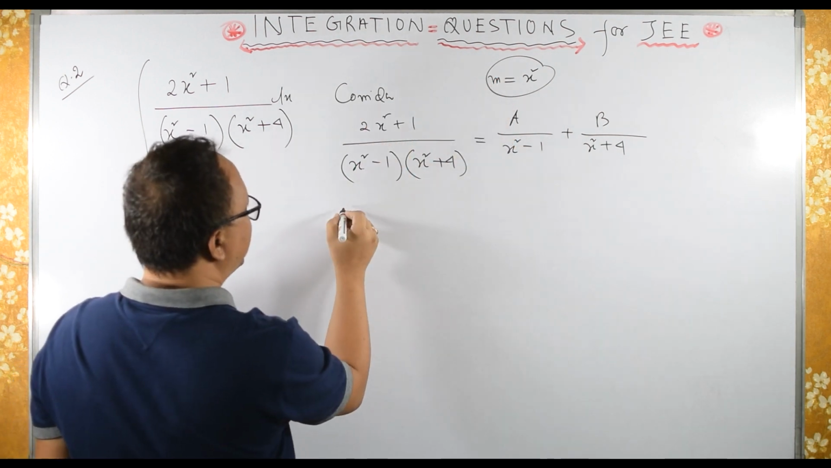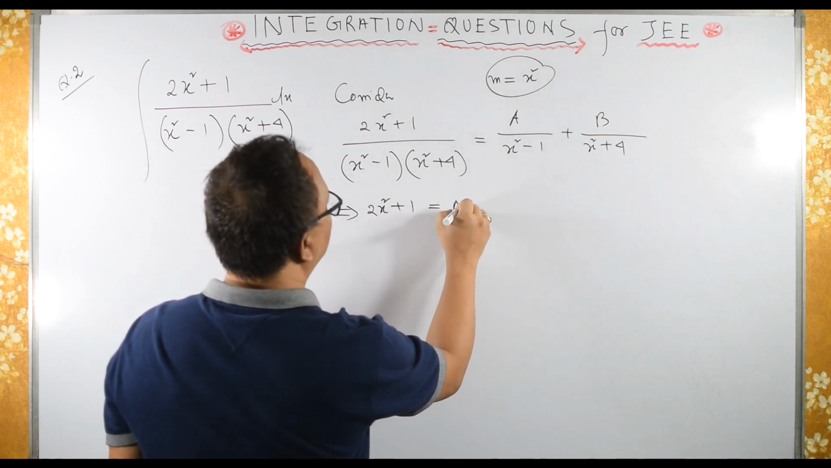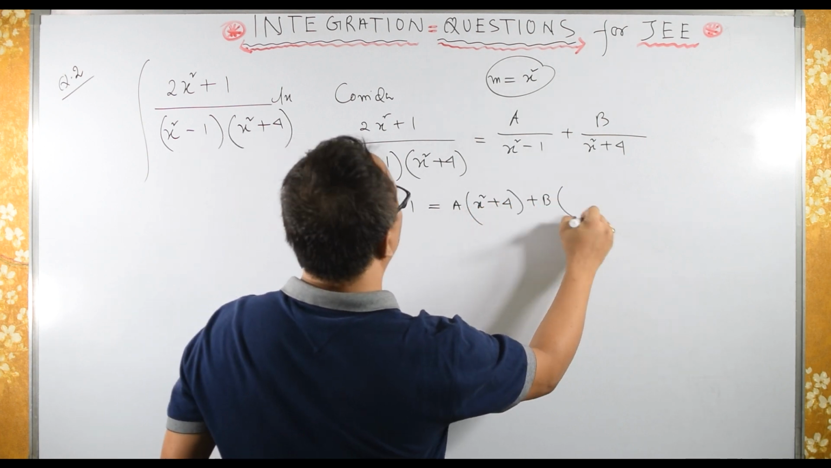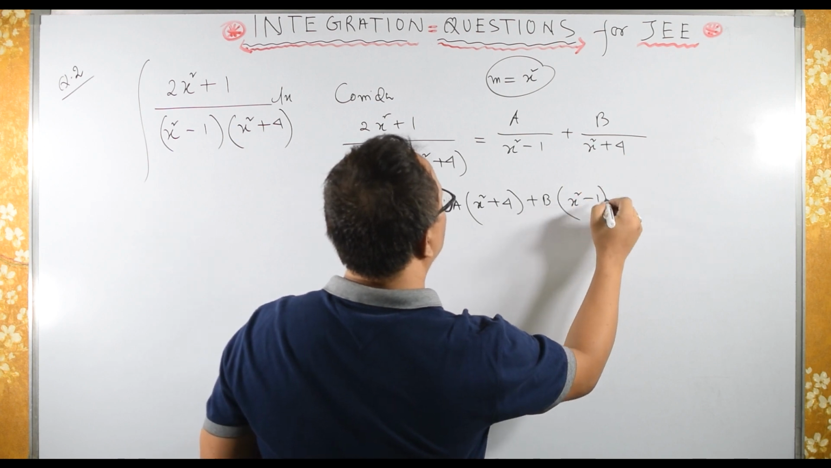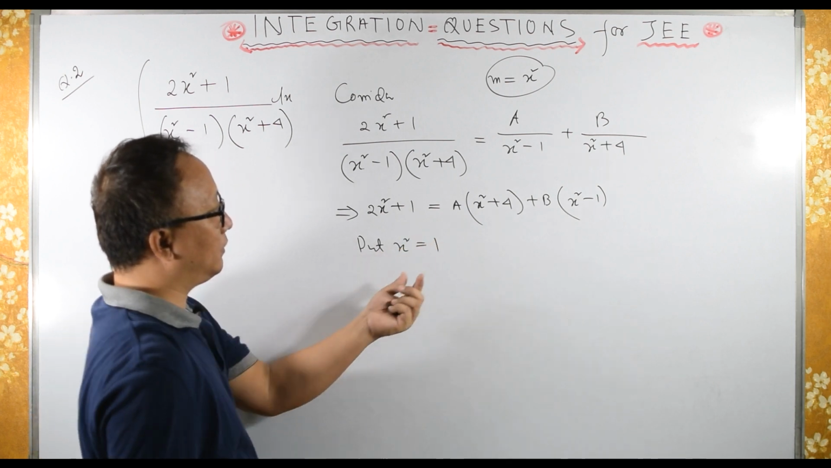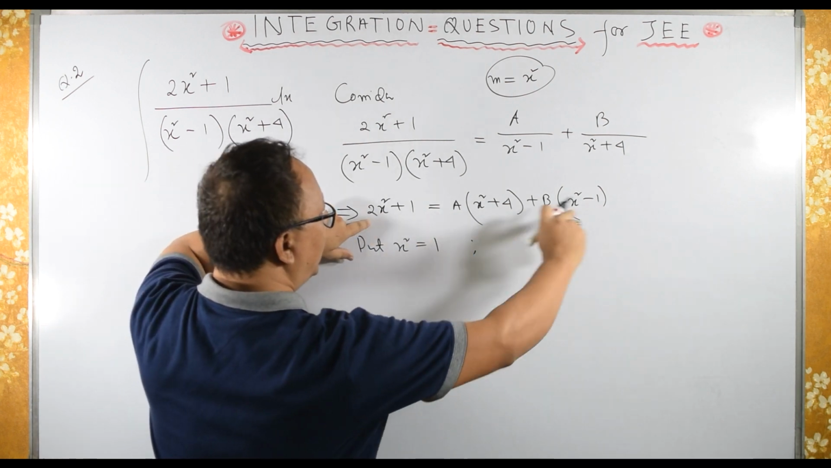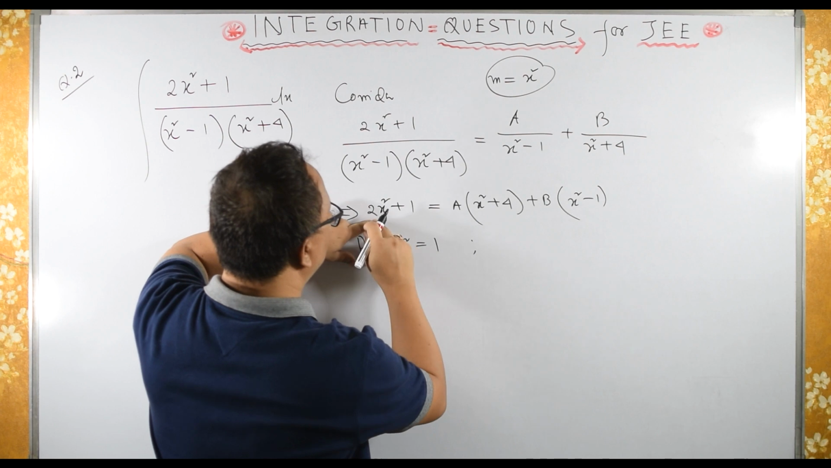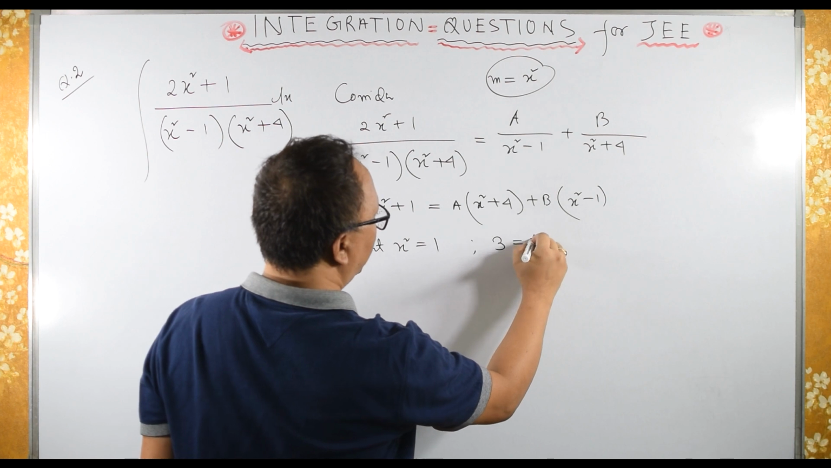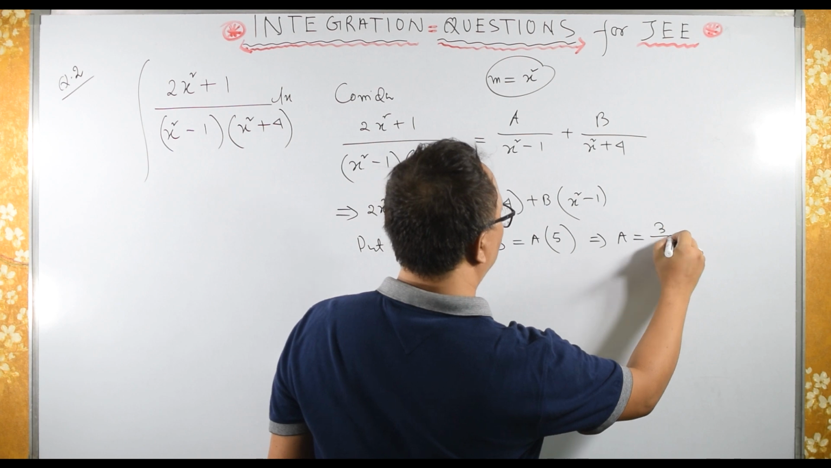Taking the LCM, we have 2x squared plus 1 equals a into (x squared plus 4) plus b into (x squared minus 1). Now let's substitute x squared equals 1. Then we get 2 plus 1, which is 3, equals a into 5, since the other term is 0. Therefore a equals 3 upon 5.